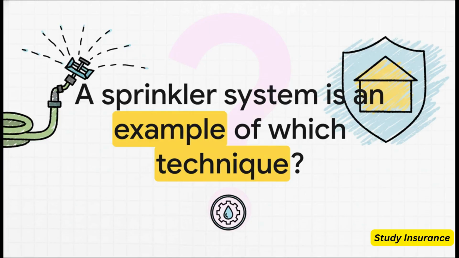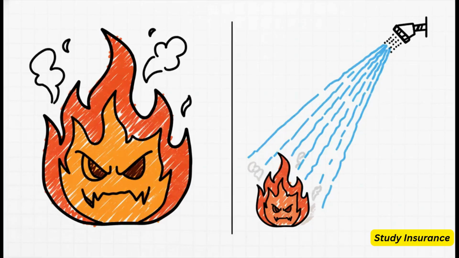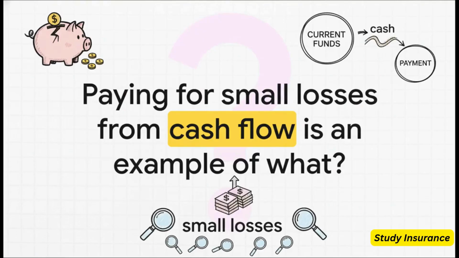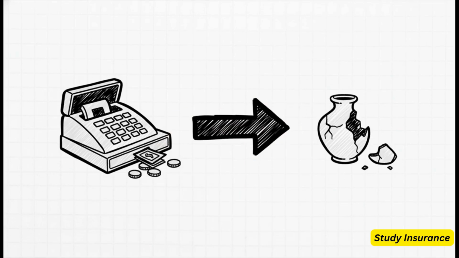Next up, question 2. If Alex installs a fancy new sprinkler system, which big picture technique are they using? That one is B, loss control. You got it. It's a proactive step you take to prevent or reduce the damage from a loss. Question 3. Let's say Alex decides to just pay for those small, annoying, predictable losses right out of the cash register. What is the technical term for that? The correct answer there is D, current expensing. It's the simplest form of retention where you just treat small losses like any other daily business expense.